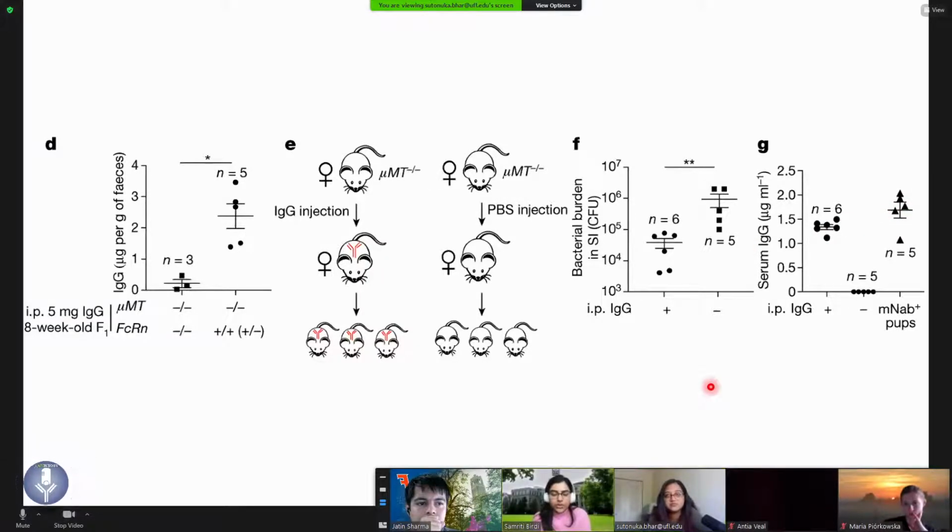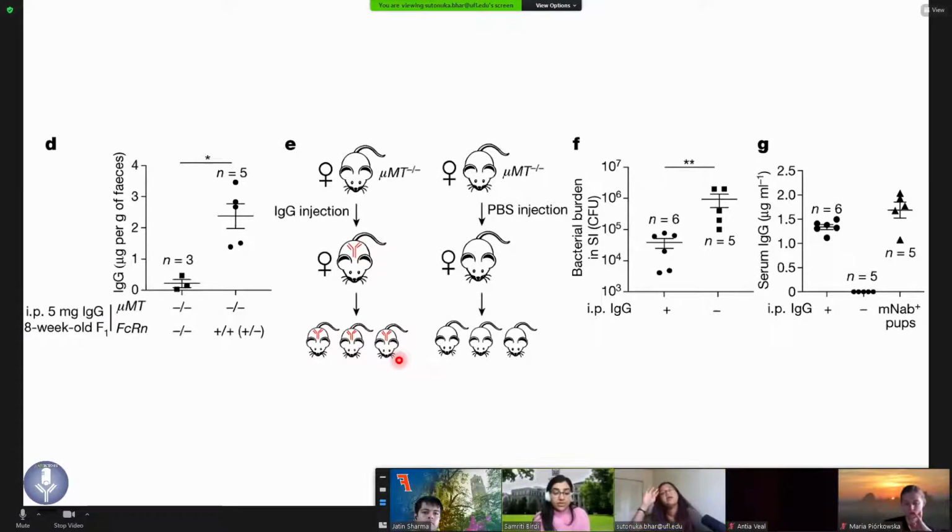Sorry, where did they get the IgG for injection? They purified it from SPF mice, which is specific pathogen-free mice. So these mice were colonized with ETEC, and therefore had IgG against ETEC. It was purified from the specific pathogen-free mice and given to the knockout mother as vaccination.